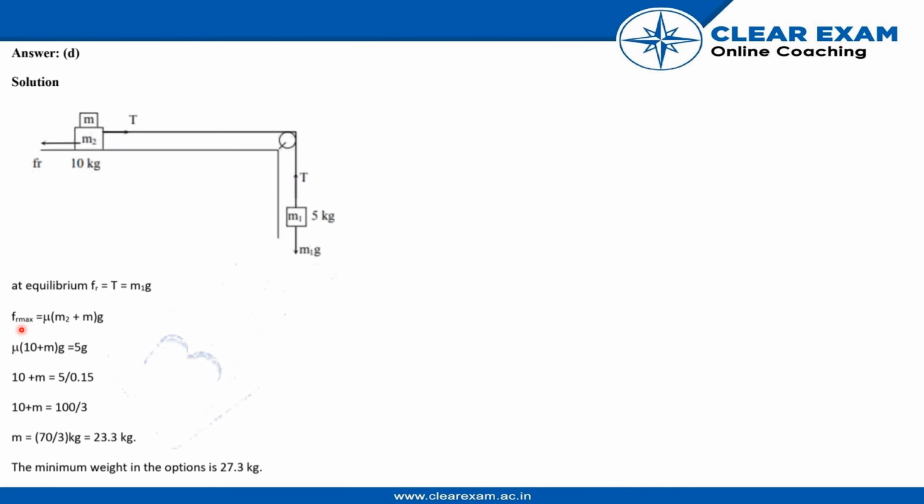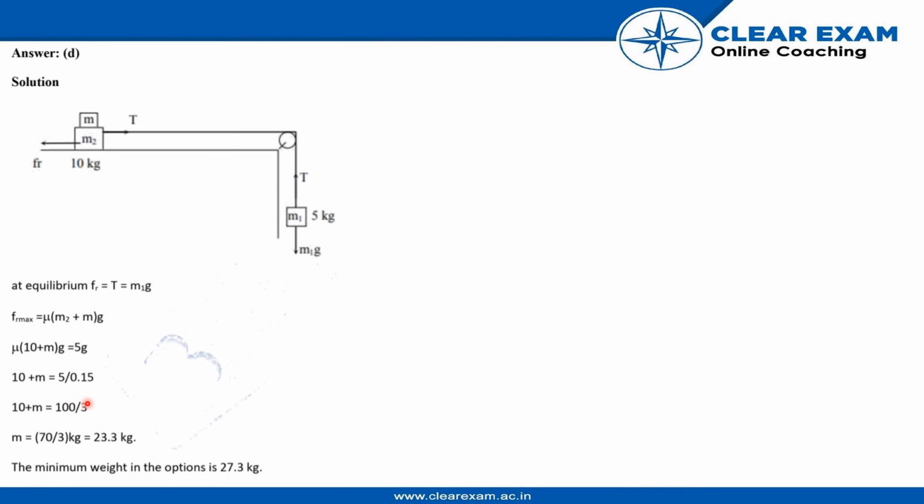we get nu into 10 plus m small g is equal to 5 into small g, as m1 is equal to 5 kg, right? We cancel out g on either side and take nu in division on the right hand side. So 10 plus m is equal to 5 upon 0.15. Remove the decimal and divide to the least possible fraction, 10 plus m is equal to 100 upon 3.